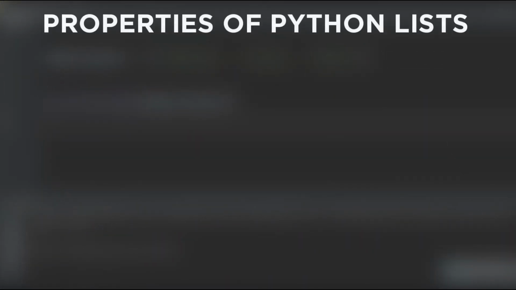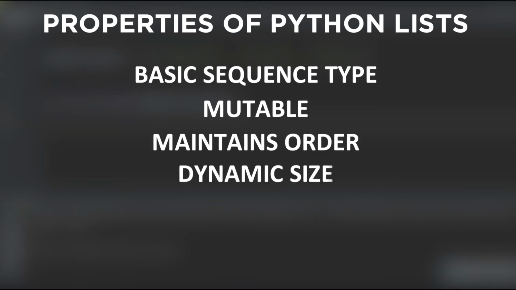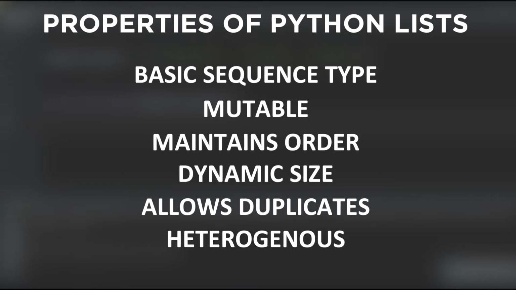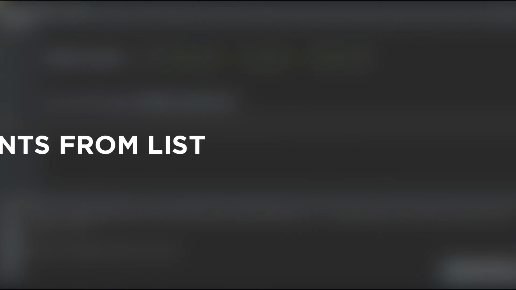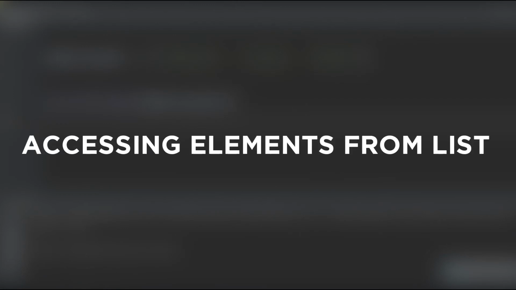So considering these properties, you'll need to make sure that Python lists are used in the right place. Let's say you want to define a list of items that should not be changed after creation. In this case, Python lists are probably not your best option. Maybe you'll need to look into something like Python tuple instead. Next, let's have a look at how we can access elements from a Python list.